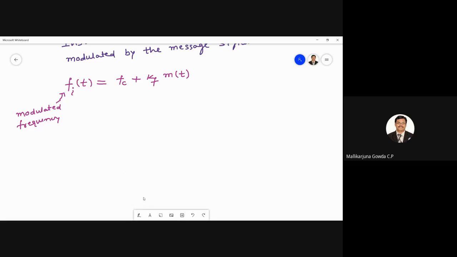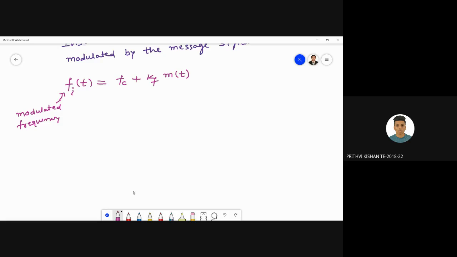Yeah, how are phase and frequency related? How are frequency and phase related? This is a very basic relation you are supposed to tell. How velocity and acceleration are related, you are all aware, no? Anyone can say how velocity and acceleration are related?